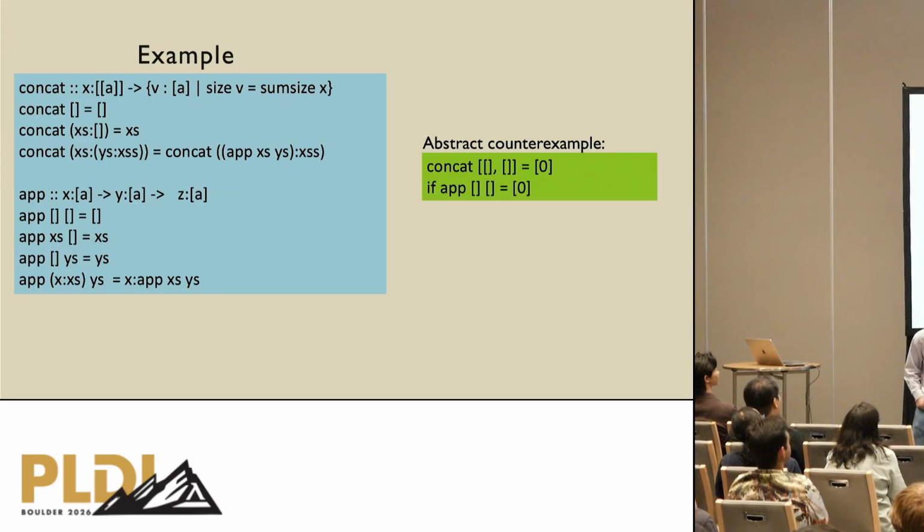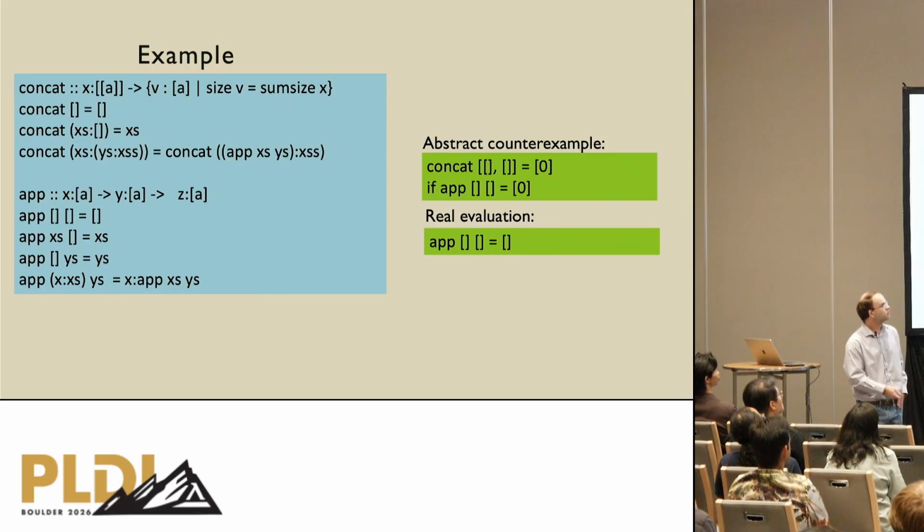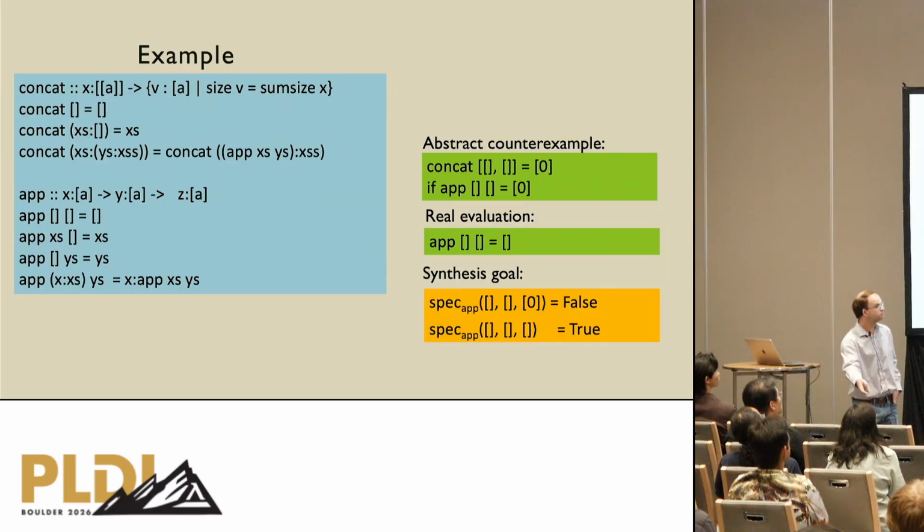If appending two empty lists gives you a list with 0 in it, then concat of a list with two empty lists in it gives you a list with 0 in it, which violates the specification of concat. So now we know that whatever specification we have for app, it has to say that two empty lists does not yield a list with 0 in it. We can also just run app for real on two empty lists and say, well, app takes two empty lists and gives you an empty list, so the specification has to satisfy that, right?